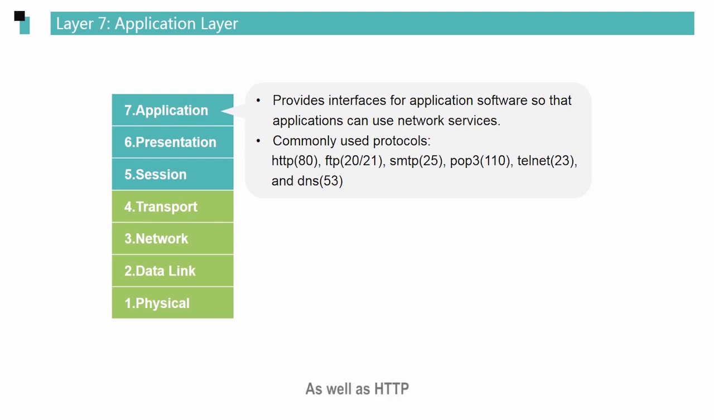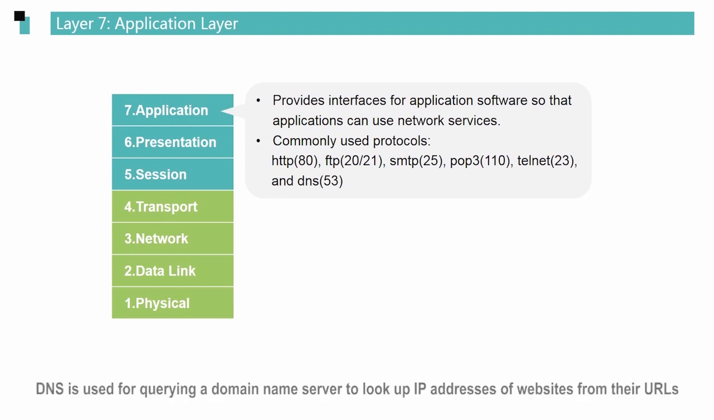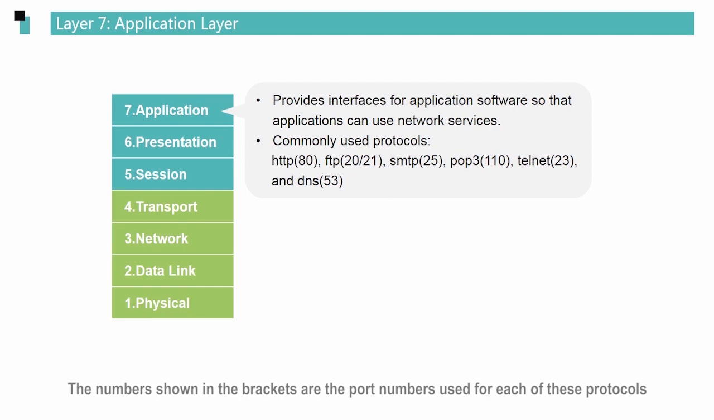As well as HTTP, the application also includes some other protocols. For example, Telnet is used for remote login to network devices. FTP is used for transferring files. SMTP and POP3 are used for email. DNS is used for querying a domain name server to look up IP addresses of websites from their URLs. The numbers shown in the brackets are the port numbers used for each of these protocols.